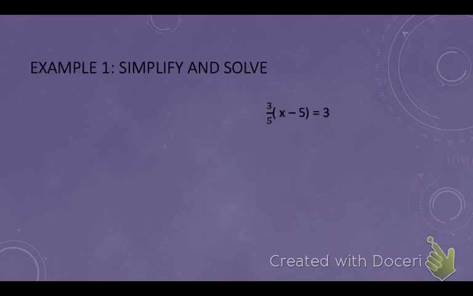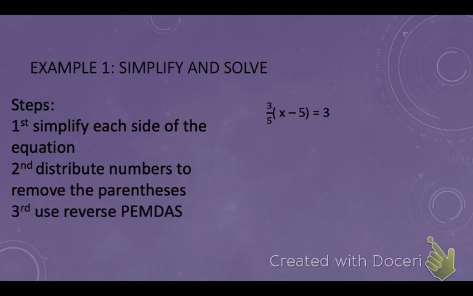All right, here's my first equation. So I'm going to rewrite the rules. You don't need to, but you do need to write down example 1 and the example. Okay. So here are my steps. So I want to first simplify each side of the equation. Okay, both sides are pretty simple. Then I want to distribute the numbers to remove my parentheses. So I'm going to distribute that just to my parentheses. I can't go any place beyond my parentheses.